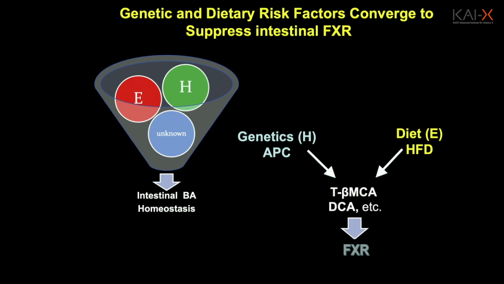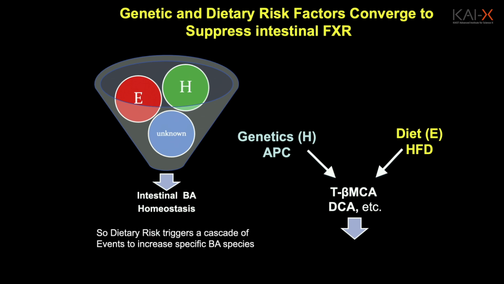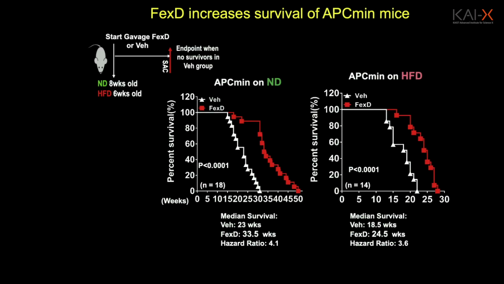But just to summarize, you've seen this chart before. And dietary risk now triggers this cascade of events that increases specific bile acid species. This led us to consider whether we could actually use fexaramine, an intestinal-specific ligand, to treat these animals in both the APC-min on normal diet and the APC-min on high-fat diet. So these are all going to be APC-min.